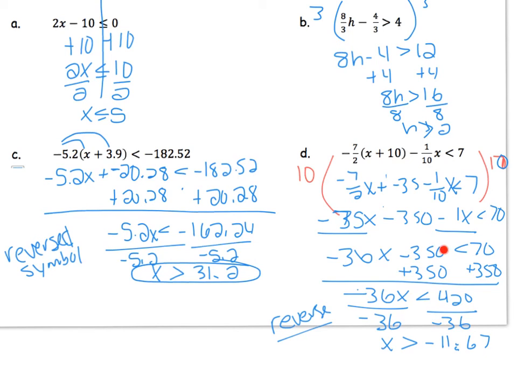So now it was minus 350, so I had to add it back on. And then I had to divide by negative 36. So because I was dividing by a negative number, I reversed the symbol, and that's where I get my not so nice number of a repeating decimal. So it was negative 11 and 2/3. So I just left it, because I'm assuming you guys did as well, in decimal form, so negative 11.67 or negative 11.6 repeating.